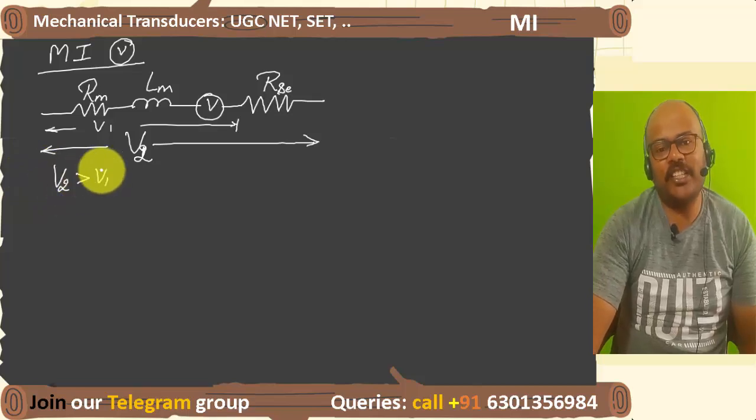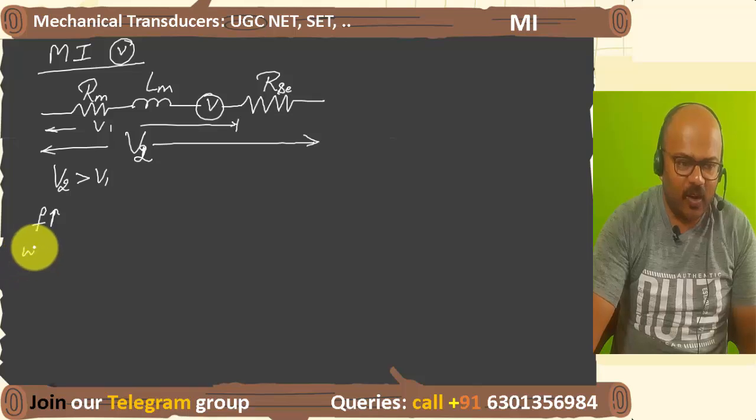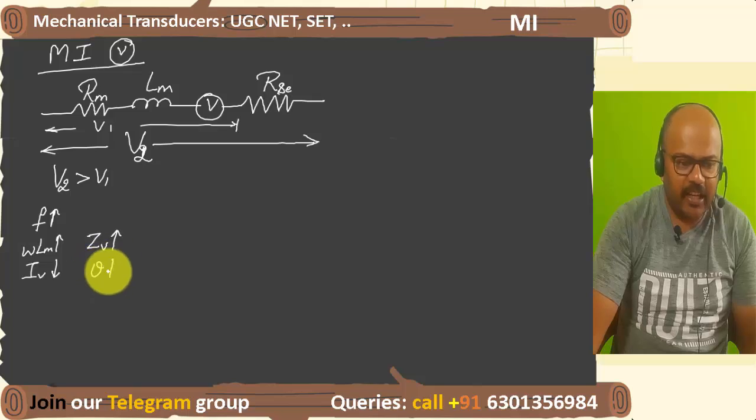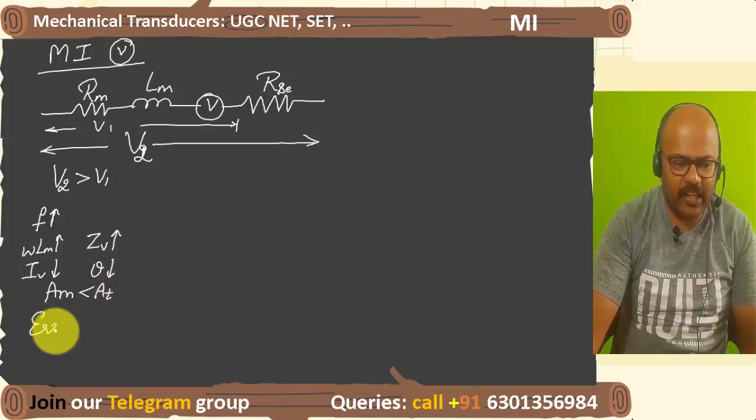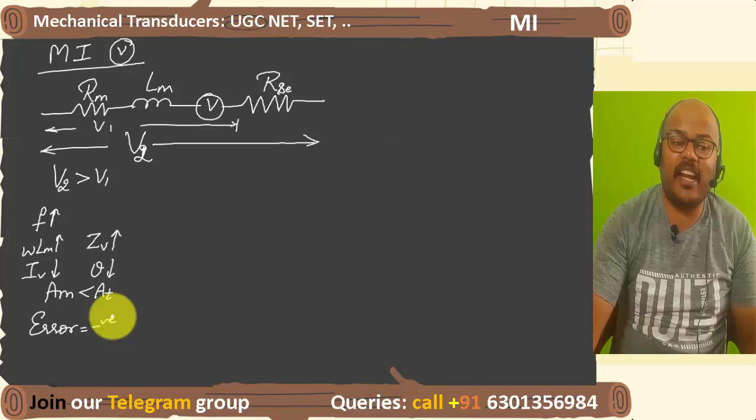Now, this is a function of frequency. How? Suppose if frequency increases, omega Lm increases, then Z increases. Current in the voltmeter decreases. Theta decreases. Measured value will be less than the true value. For this, error is what? Error is negative.